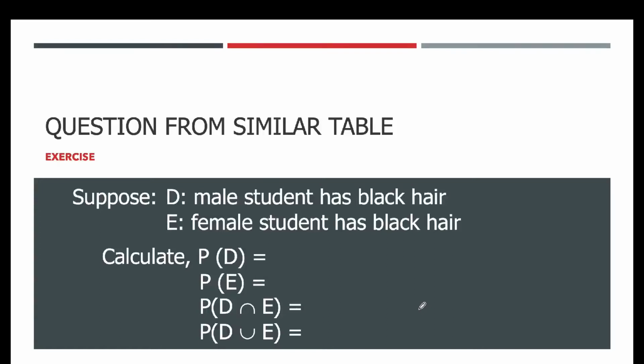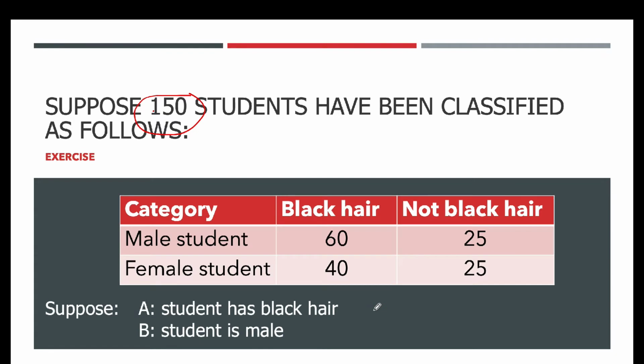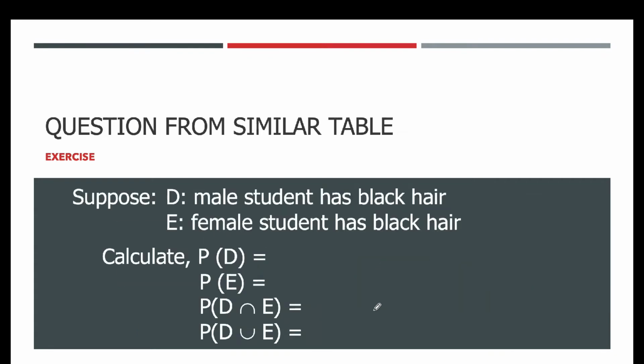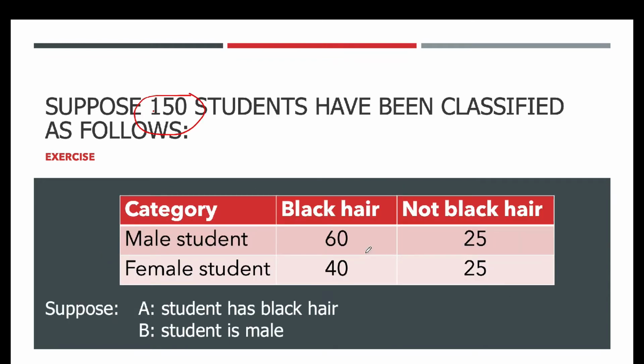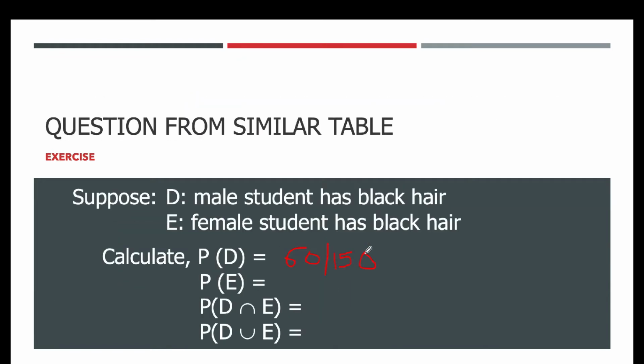We have PD, which is the probability for D, right? 60 per 150. Okay, FE, female student who has black hair, we have 40 per 150.